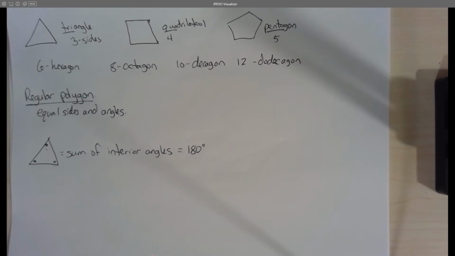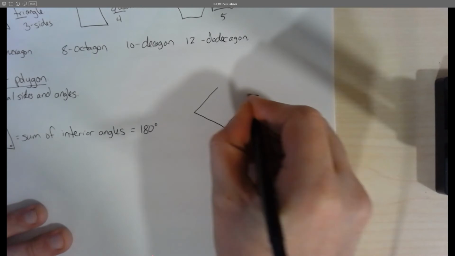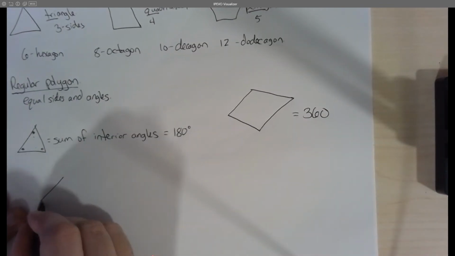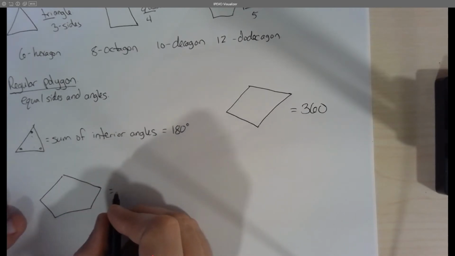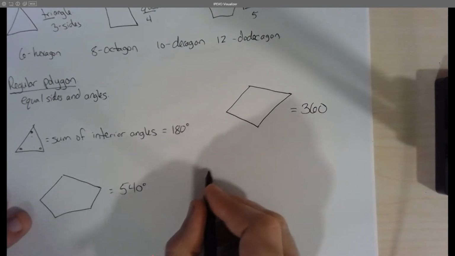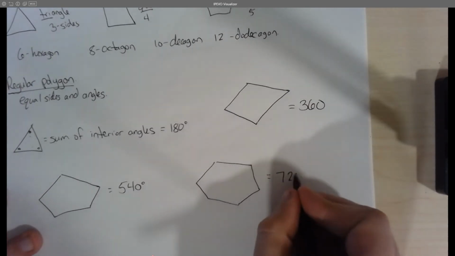And depending on the size of the shape, or how many sides it has, there is a set sum of interior angles. So for any four-sided shape, it's going to have a sum of interior angles of 360 degrees. For any five-sided shape, it's going to have a sum of interior angles of 540 degrees. For a six-sided shape, it's going to have 720 degrees.